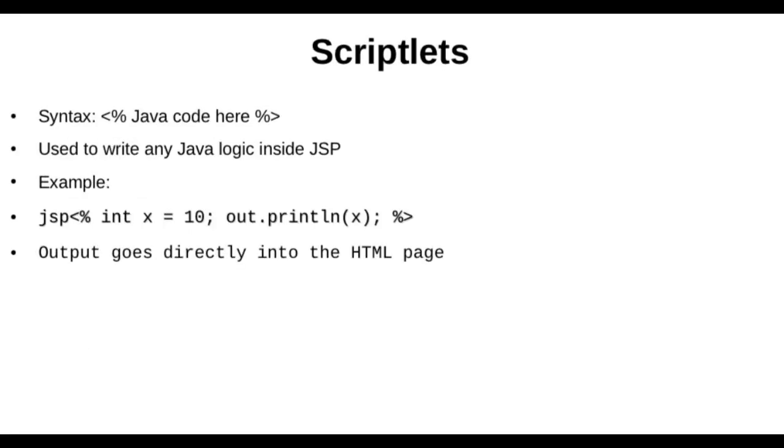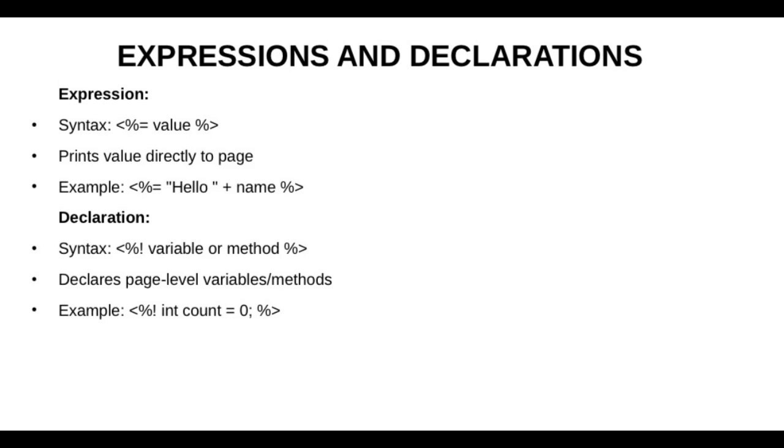Then scriptlets. Scriptlets allow us to write Java code inside JSP. Here is the syntax. For example, we can declare a variable and print it using the Java code. The output of the code is directly displayed on the web page. We also have expressions and declarations in JSP. Expressions are used to directly print values to the page, and declarations declare variables or methods at the page level. Here we are declaring a variable called count.